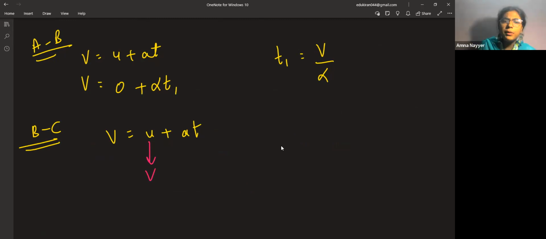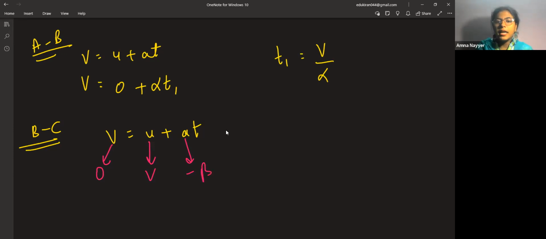There the same things are repeated. No new formula, only these formulas will get repeated. It's just that you have to comply with the sign conventions. So final velocity this time is 0 and initial velocity is V, whereas earlier initial velocity was 0 and final velocity was V. This you have to keep in mind. Acceleration is given as minus beta.